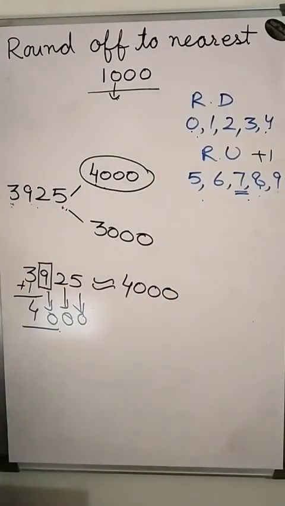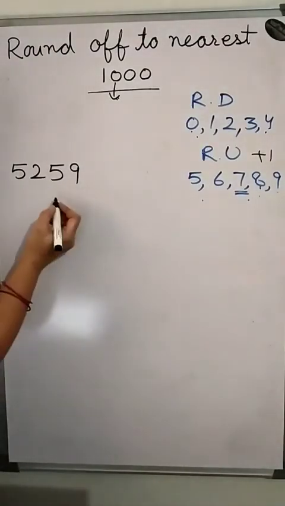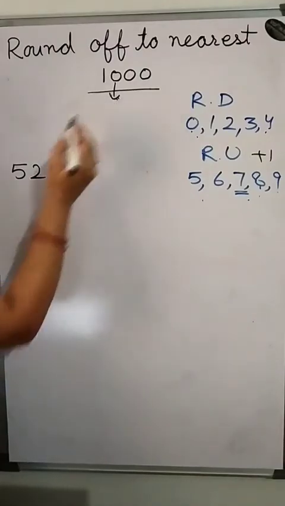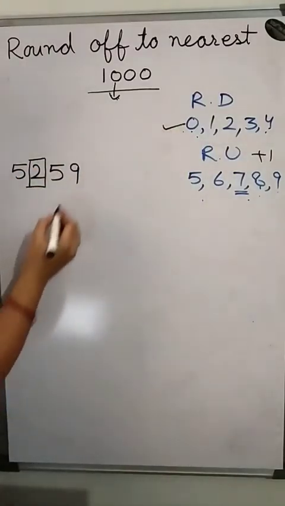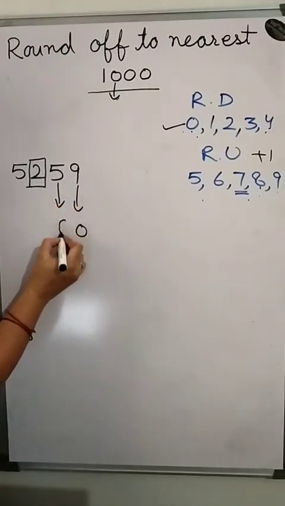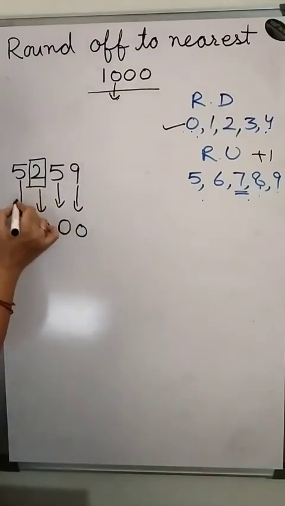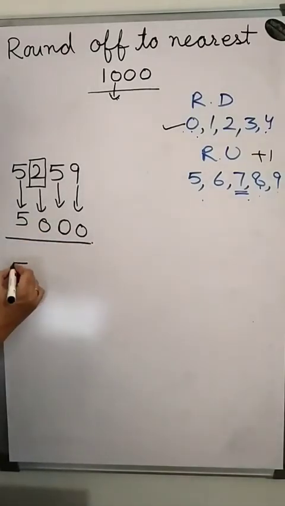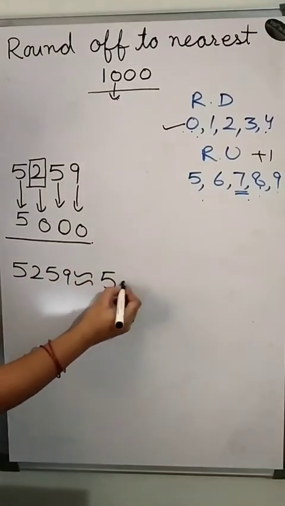I am taking one more example, 5259. Just see this one. Which number do we check? The 100 place number. So this is the number 2. 2 is from which group? First group. So in place of the unit digit put 0, in place of the tens digit 0, and here also you put 0, and this number you write down as it is. There is no need to change. So 5259 is nearly equivalent to 5000.